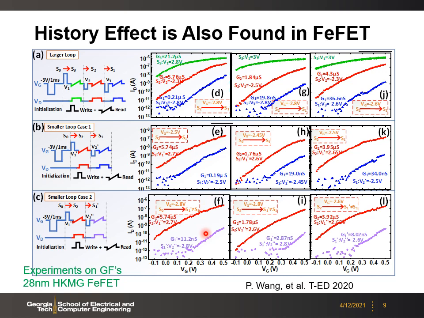Here we can validate similar minor loops in different samples. I will skip the details of the other samples, but again, this kind of history effect is universal in FeFET as well.